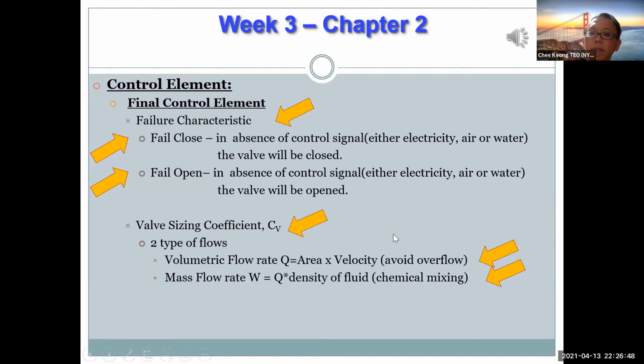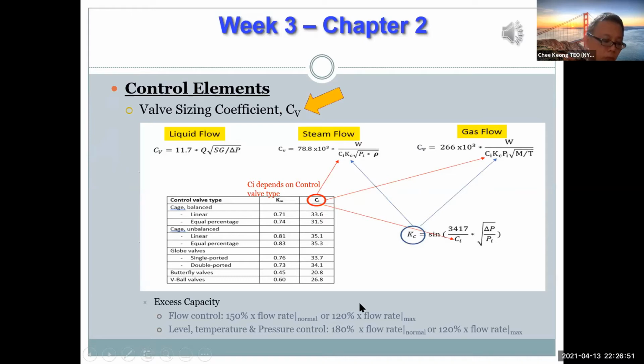Sizing of the control valve requires the calculation of the valve sizing coefficient CV. CV for different flows, for example liquid, steam or gas, uses different formulas to compute. In steam and gas flow, CI needs to be determined using the table given when the valve type is specified. KC can then be calculated with the given formula for KC. Excess capacity needs to be factored into the calculation of CV.